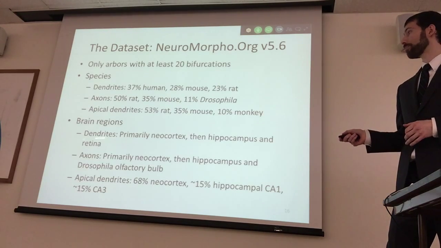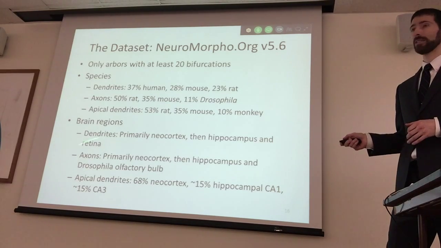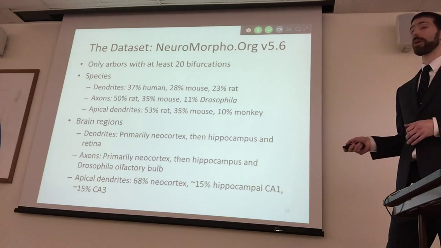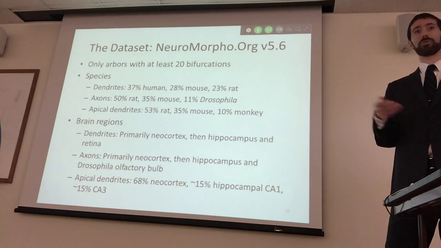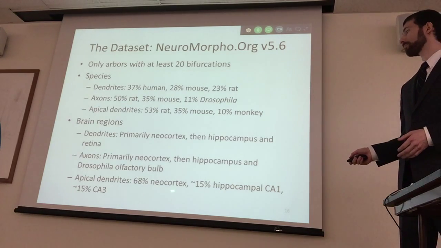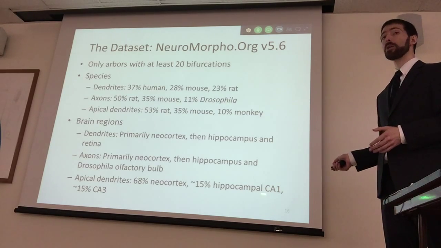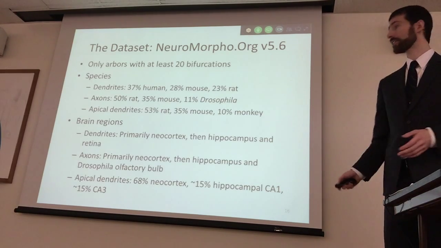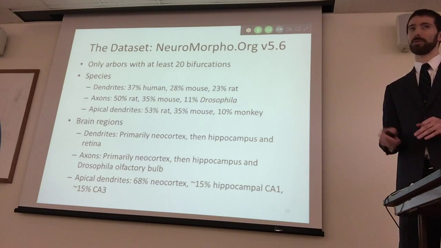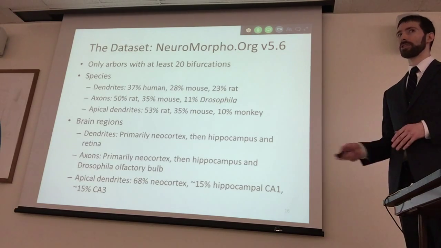In terms of brain regions, both dendrites and axons are mostly from the neocortex. We've also got some hippocampus and retina, as well as, for the axons, hippocampus and Drosophila olfactory bulb. So we do have some sensory as well as cortical neurons to compare. And in terms of apical dendrites, most of the pyramidal cells that we have are from the neocortex, and some are from two different regions, the CA1 and the CA3 regions of the hippocampus. And that's actually important because those are certainly known to be different, and in fact in the results we do see the differences between them. So they're all pyramidal cells, but those apical dendrites differ between those regions.